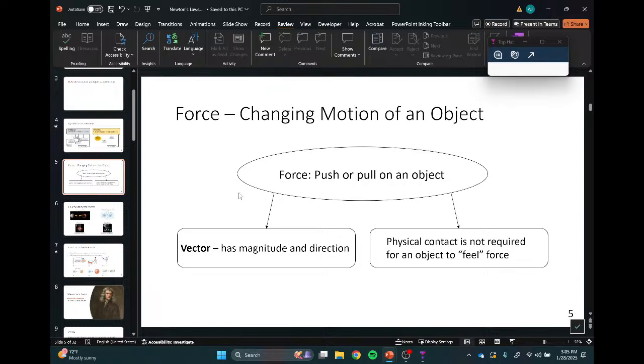There is a direction. If I push this thing to the right, it's vastly different than pushing it to the left. Remember, the definition of a vector is if the direction matters, it's a vector. Direction, magnitude, so we're going to have to deal with that. And this last one is interesting. Physical contact is not required.